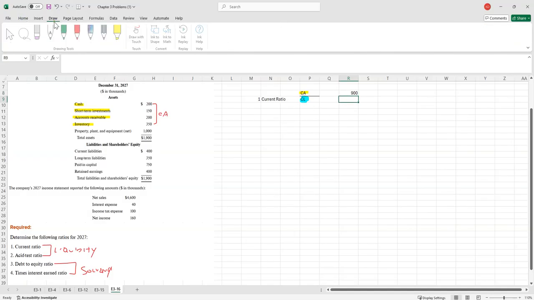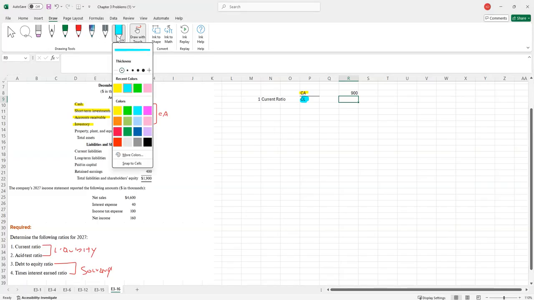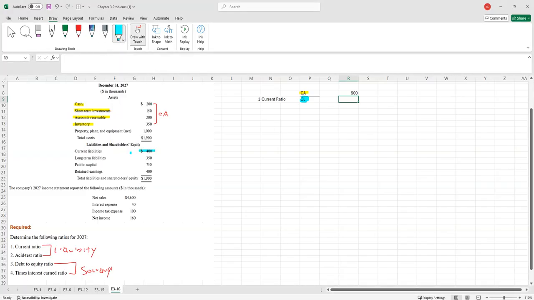How about our current liabilities? Oh, that's easy. They just give us this right down there, 400. Not going to be too hard on there. So if we do 900 divided by 400, hey, our current ratio should be 2.25. We have a lot more assets, a little bit more than double actually, than our current liabilities. That's great.